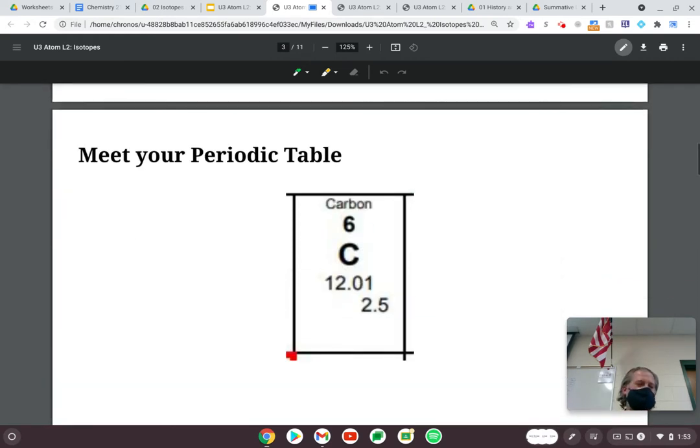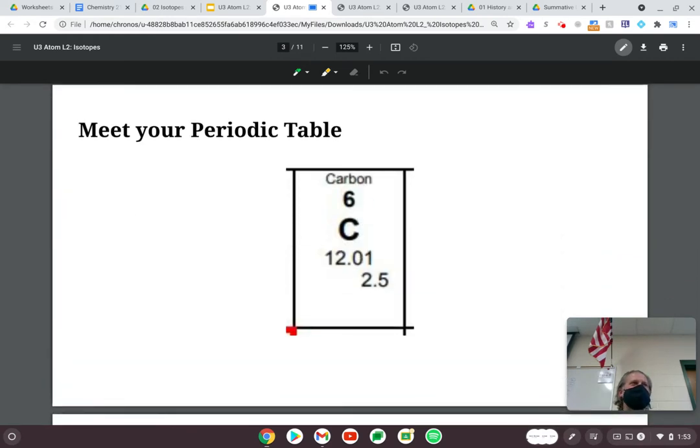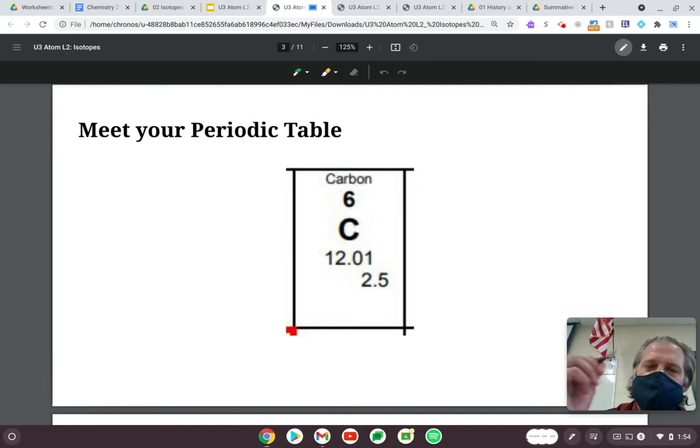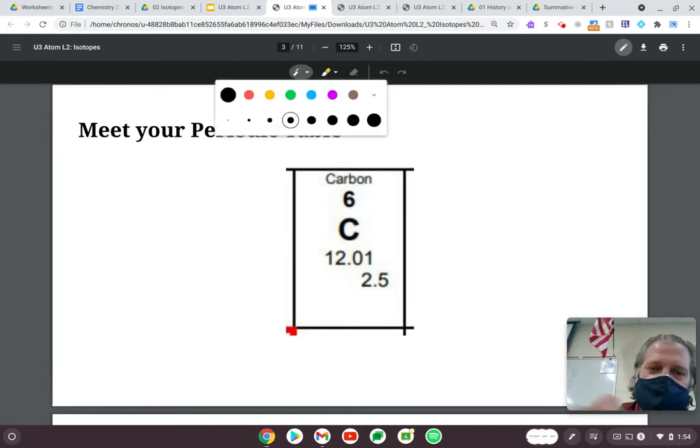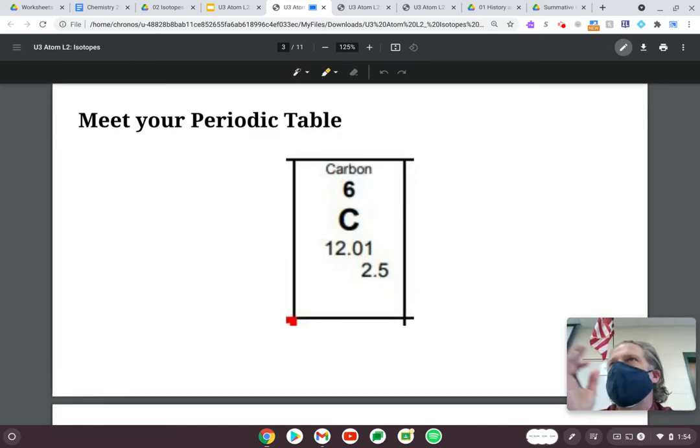But before we talk about isotopes, I want you to introduce yourself to your periodic table. Your periodic table looks like this. You're going to probably need it out on your desk multiple times throughout the day today, so you should become familiar with it. We're going to talk about the different parts of each box, so be prepared to learn about that. Now, all periodic tables are kind of set up the same, but sometimes they're just in a different order.